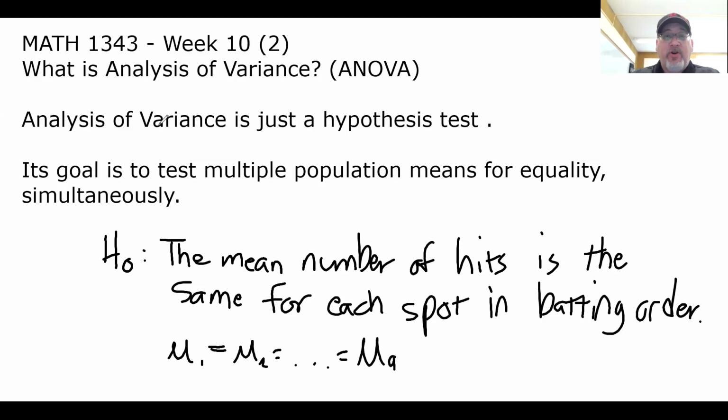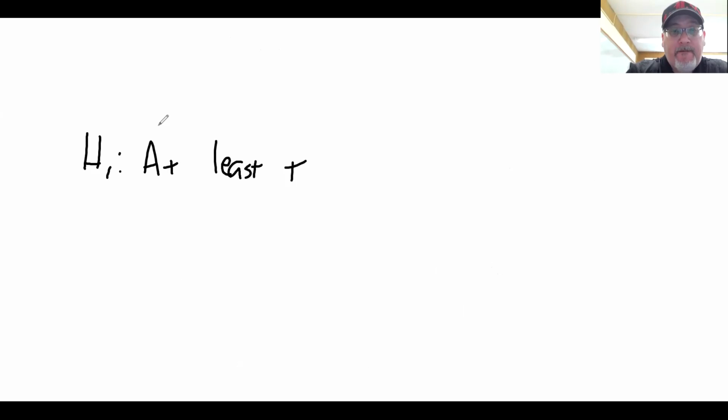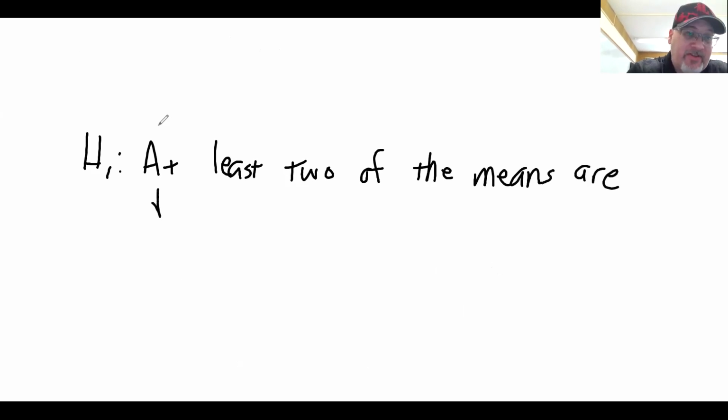So if that was our null hypothesis, then what would our alternative hypothesis be? Our alternative hypothesis would be at least two of the means are different. And we could put that in the context of the problem. But from a generic perspective, you can say that your alternative is always at least two of the means are different.